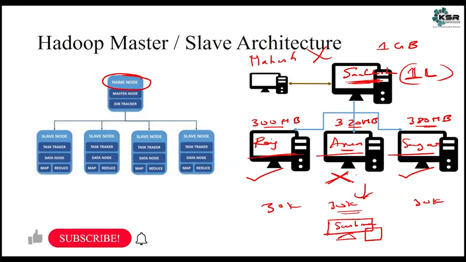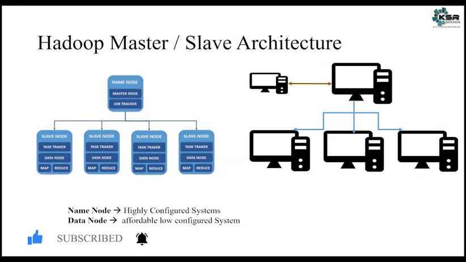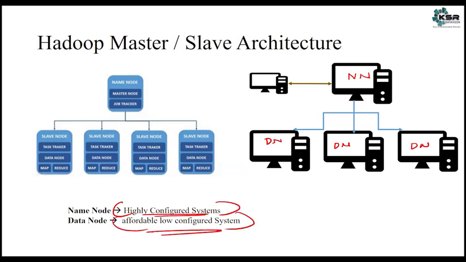Now that is what my system is, a highly configured system. Now if I go a little deeper, I am the name node, you guys are the data nodes. My system is a highly configured system. Your systems are affordable, low-end systems. That means even if your system is not working, I can simply go and replace it.